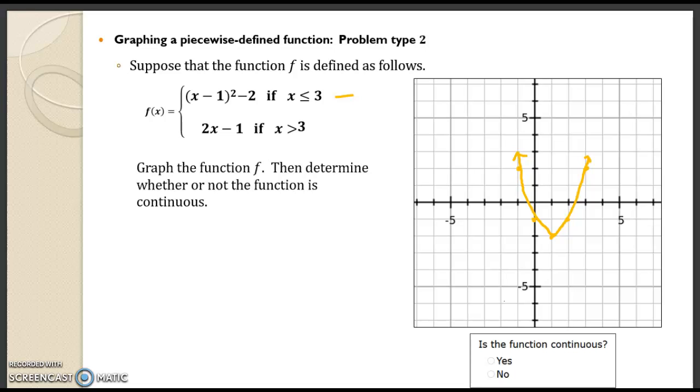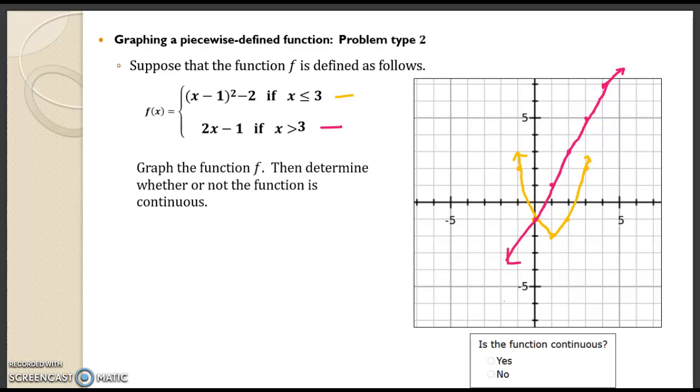Okay. Now, let's go ahead and plot this portion, 2x minus 1. So that's a line at negative 1, and then up 2 over 1, up 2 over 1, etc. So it's going to look something like this.